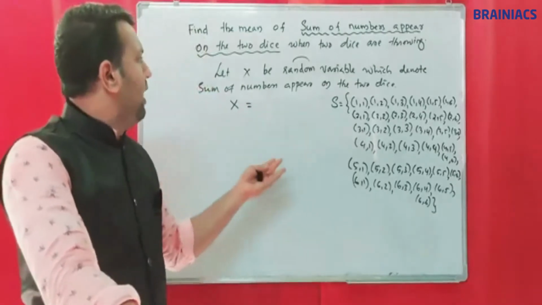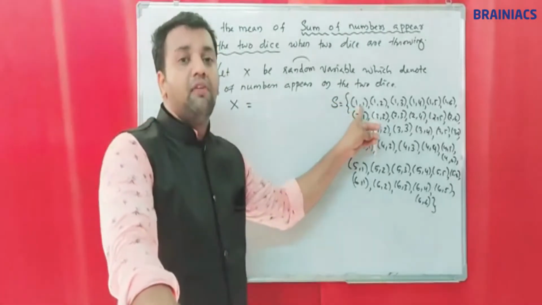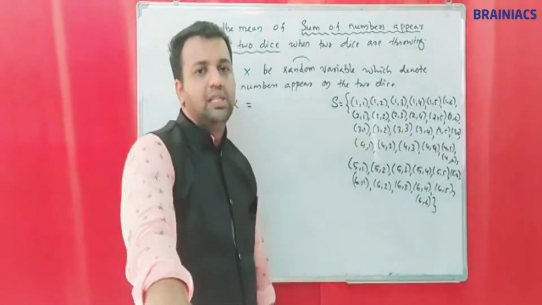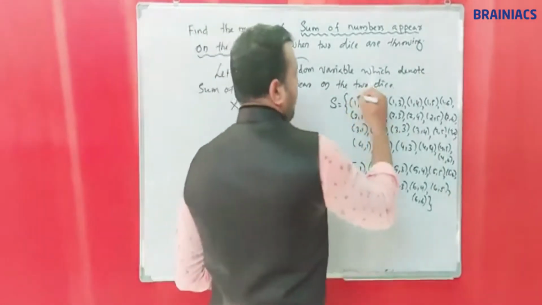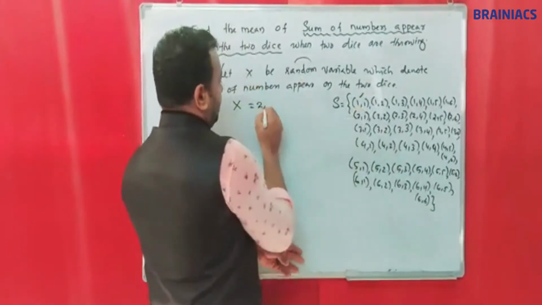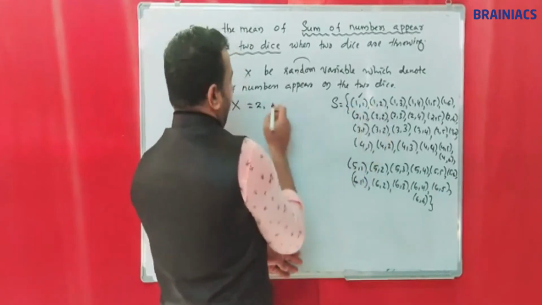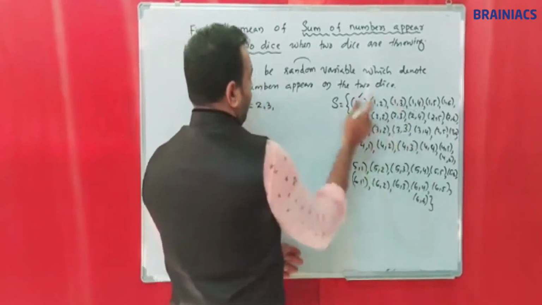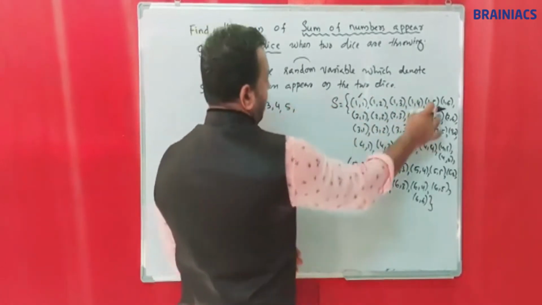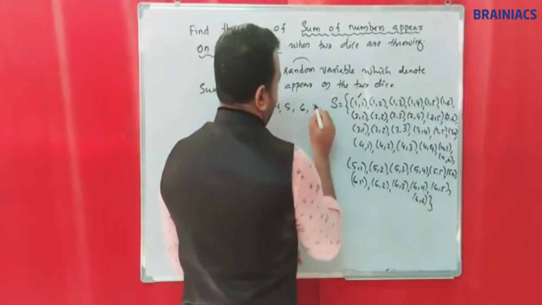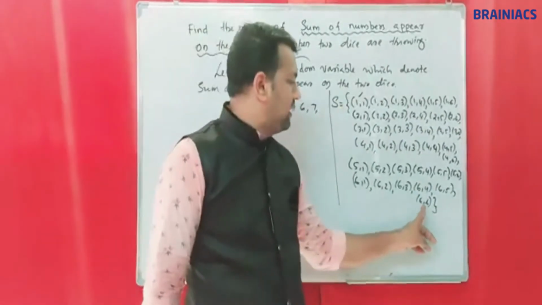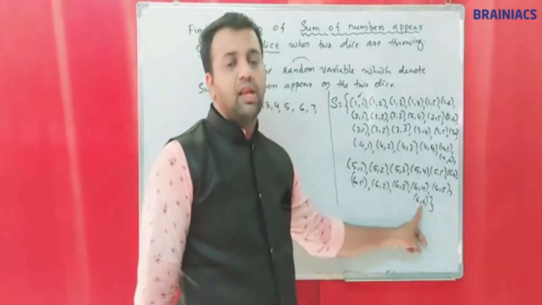We have to find the sum of numbers in each outcome. Considering 1 1 first, adding these two numbers we get the sum 2, and adding these two numbers we get the sum 3, and in this case the sum is 4, and here the sum is 5, sum is 6, sum is 7, and considering the last outcome 6 6, the sum is 12.